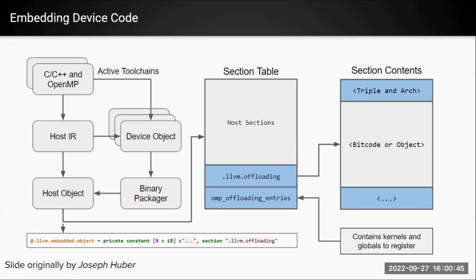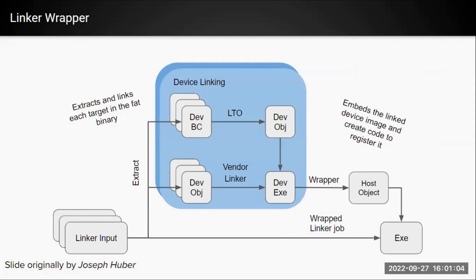In the LLVM offloading section is each of these device images. So we have some metadata that says, okay, what is the target triple? What is the sub-architecture? So we keep track of things. Then the binary blob of the actual stuff, and some stuff at the end that I don't even know what it is.